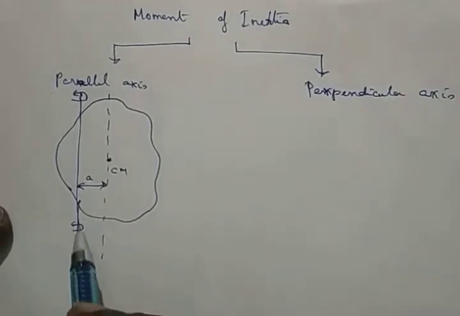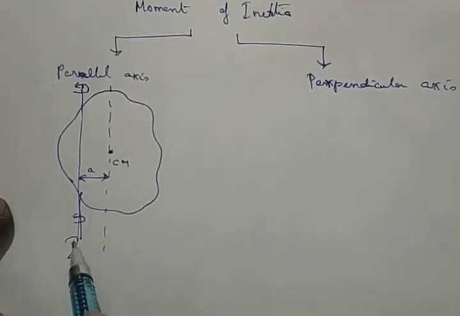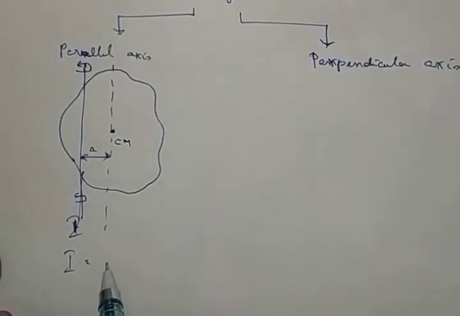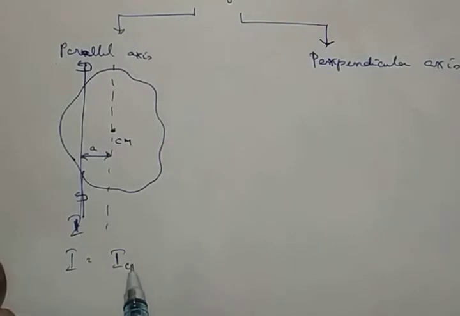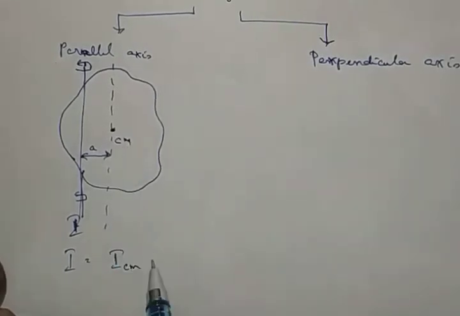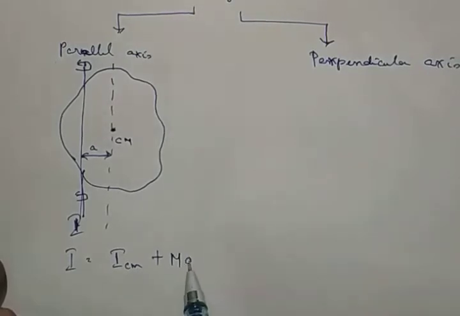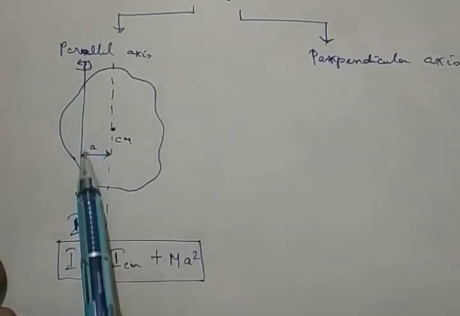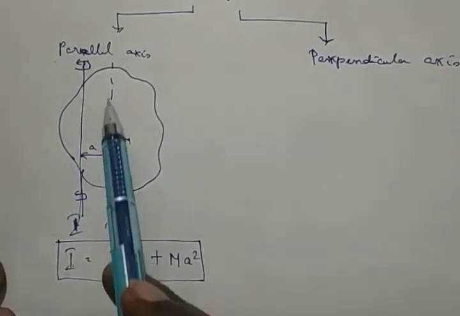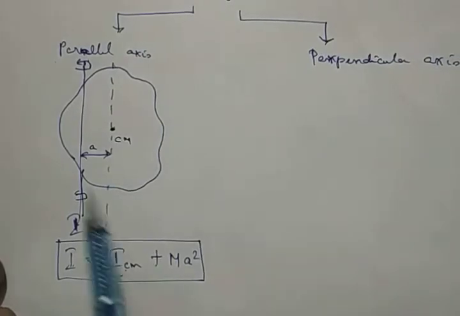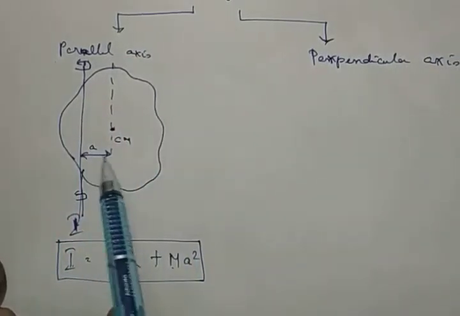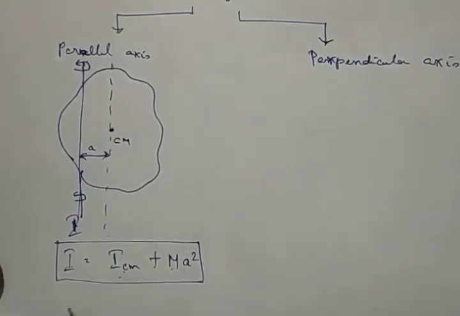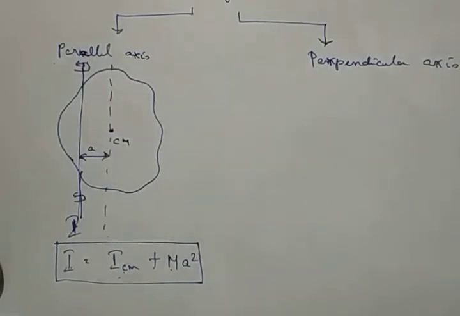then the moment of inertia along this particular axis, I, is going to be equal to I of center of mass, the moment of inertia along the center of mass, plus the entire mass of the body into a square. So the moment of inertia I is equal to I center of mass plus the entire mass of the body and the square of the distance. So this is the basic thing of the parallel axis theorem. The same was already said in the derivation also.